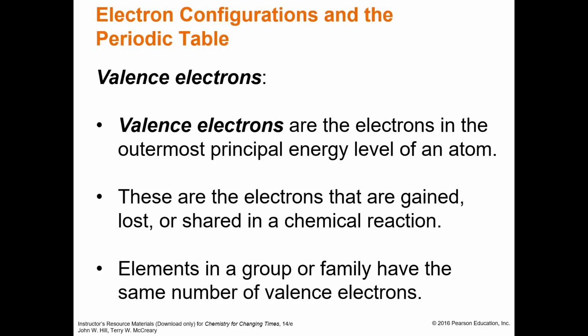Elements in a group or family have the same numbers of valence electrons. That's actually what gives them the repeated chemical properties that we were talking about. It's because they literally look alike on the outside. Inside, they have different numbers of shells, sure. But outside, in the last shell, the outermost shell, they all have similar numbers of electrons, and so they look similar.